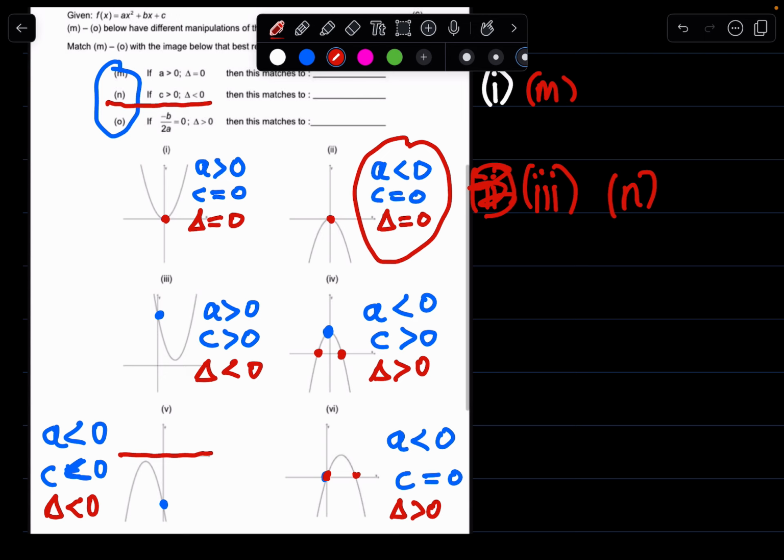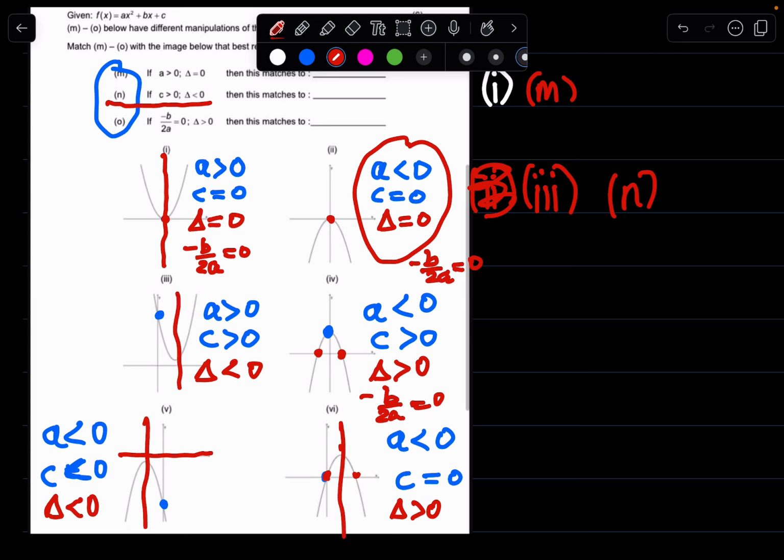And then, ladies and gents, also here, this one here, the first one, negative B over 2A is equal to 0 because we're turning on the y-axis. So the ones that turn on the y-axis, negative B over 2A will be 0. Also this one, negative B over 2A equals 0. This one is not because we're not turning on the y-axis, and also that one is not. Okay, let's check the fourth one.